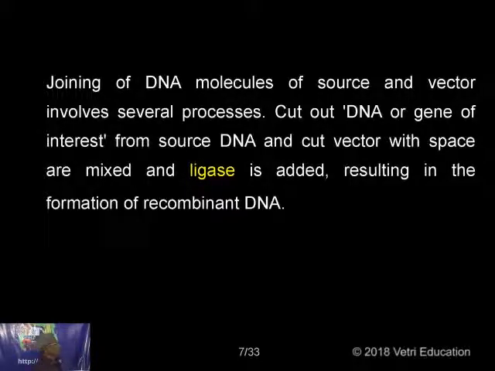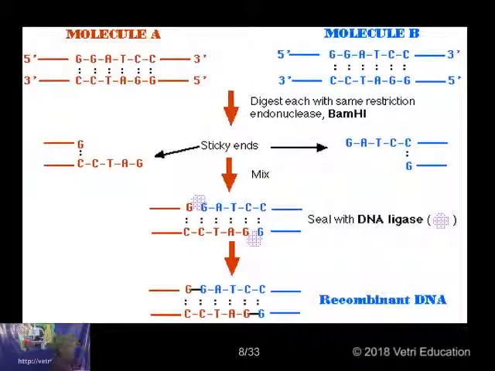Then comes the joining of DNA molecules of source and vector, which involves several processes. The gene of interest cut from the source DNA and a cut vector are mixed, and a ligase is added, resulting in the formation of a recombinant DNA. So see how this is done. This is molecule A and that is molecule B. In molecule A, the cut is made here and here.